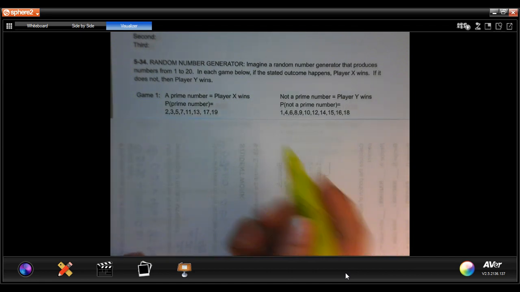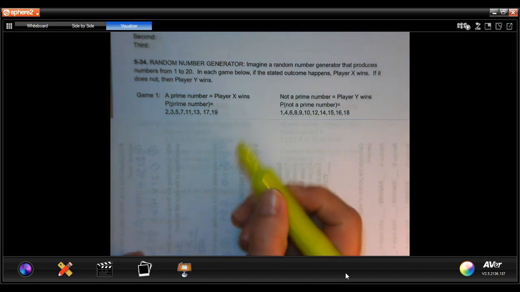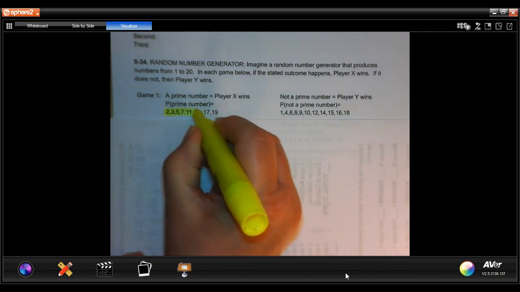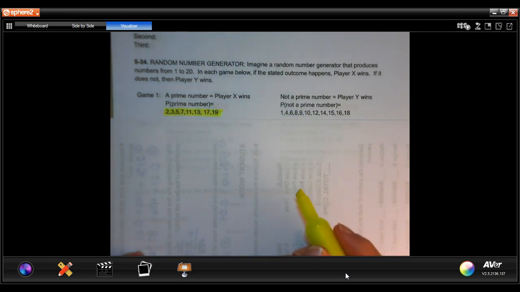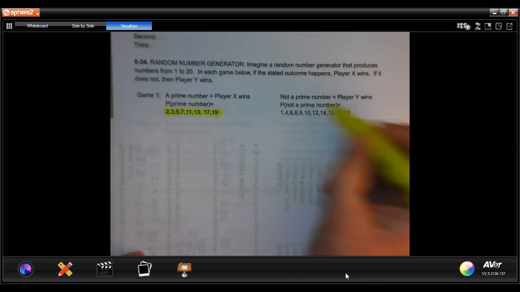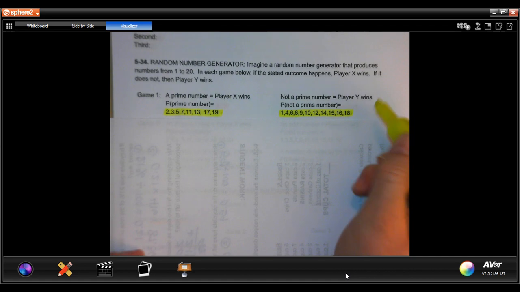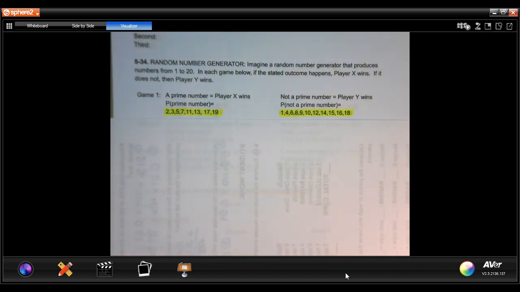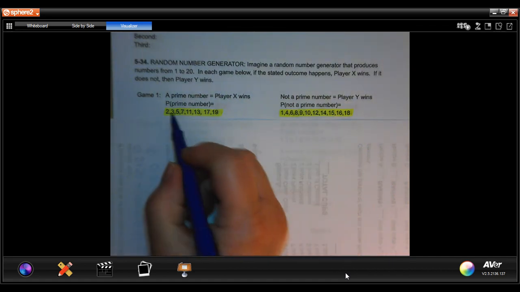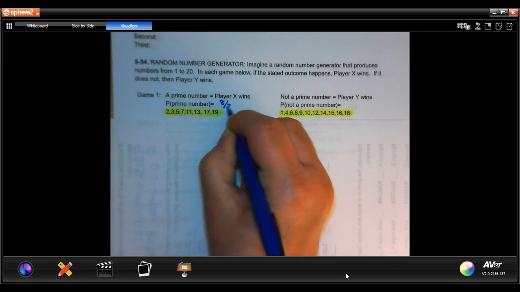In this game, if a prime number comes up, player X wins. So what I did was I generated a list of all the prime numbers from 0 through 20. And then over here, I generated a list of numbers that were not prime. And the kind of cool thing is, if I'm generating a number over here, I've got 1, 2, 3, 4, 5, 6, 7, 8 out of 20.